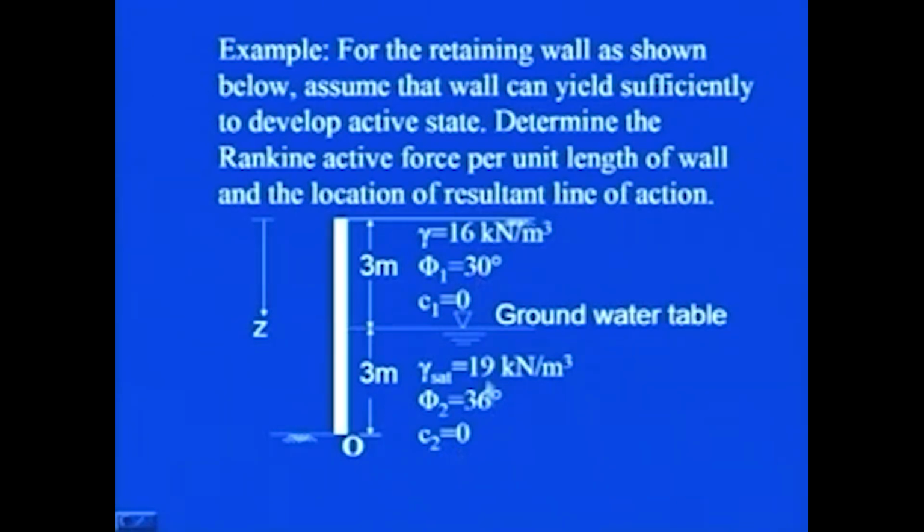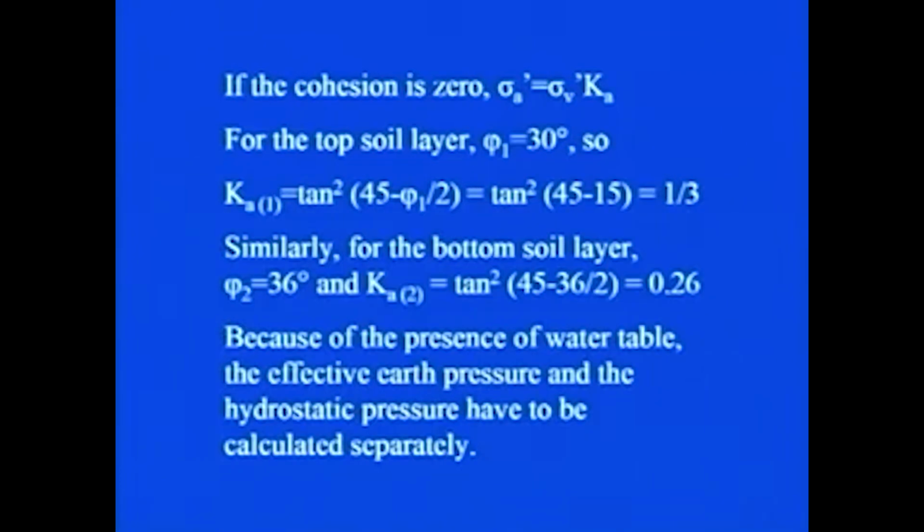Again, the soil above and below the groundwater table is frictionless. Before taking up this example, one thing I would like to tell you is to always keep in mind that first you determine the effective vertical stress at any particular depth z, and if you multiply that by the coefficient of earth pressure, that will give you the lateral earth pressure at that particular depth.